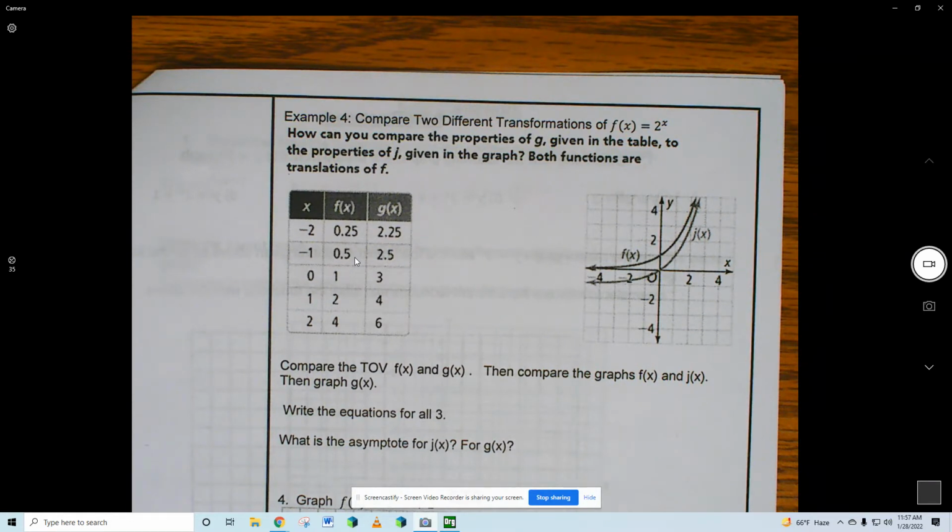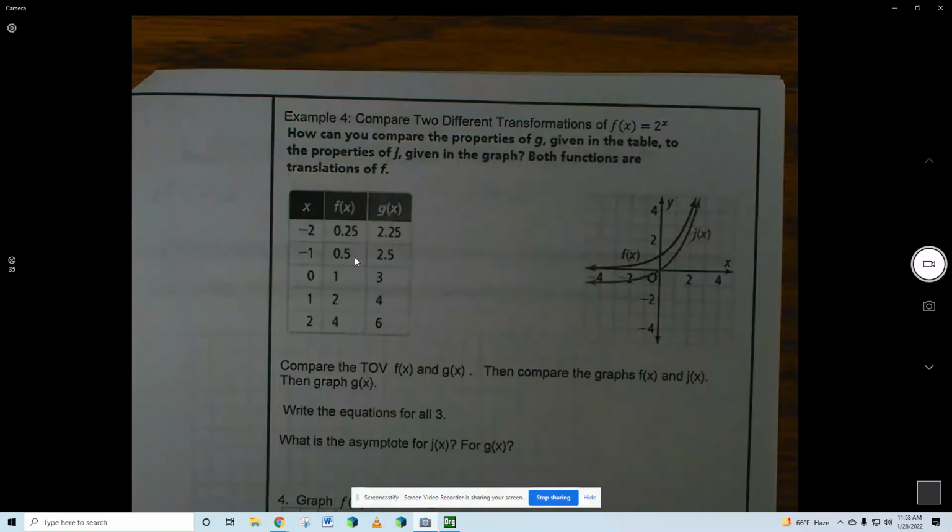G of x. What did I do to get 0.25 to 2.25? Half to 2.5. 1 to 3. 2 to 4. 4 to 6. What am I doing? Add 2. Is that the h or is that the k? Am I going up or down? Did I go up or down? I went up. It's the k.